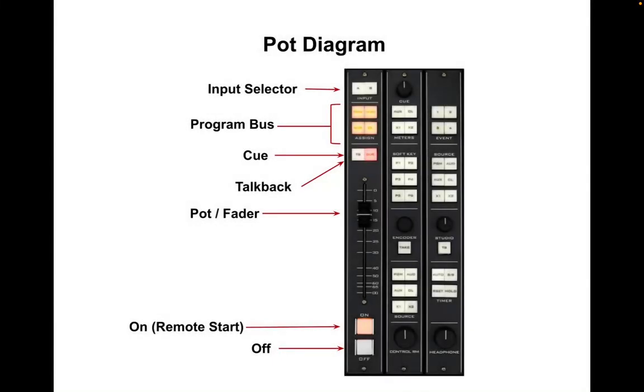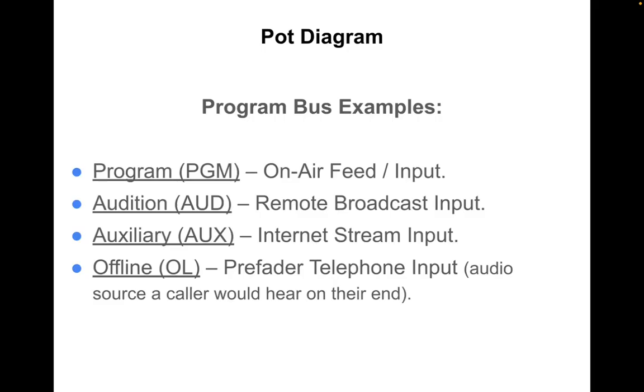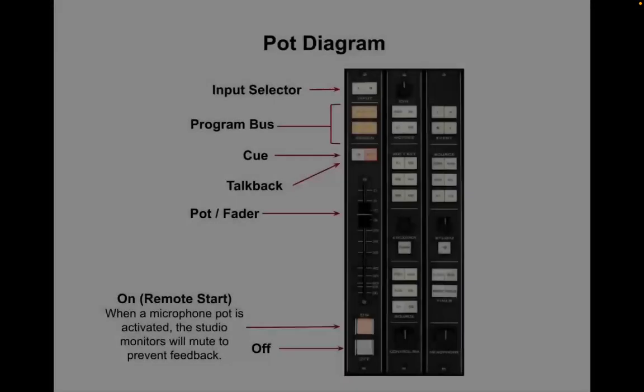The audio outputs from the console's inputs must have a destination, which is routed by the pot's program bus. In this example, the program bus sends the audio to the air chain. The audition bus feeds the remote broadcast, which the roving announcer would hear outside the studio location when doing a remote broadcast. The auxiliary bus feeds the station's internet stream, and the offline bus is what a caller would hear when using the studio telephone. More than one program bus can be selected at a time, sending that pot's audio to multiple destinations simultaneously.